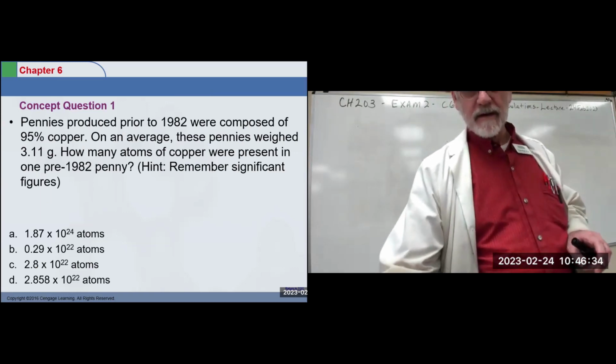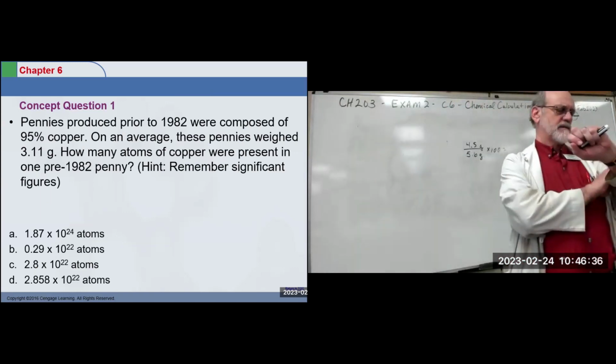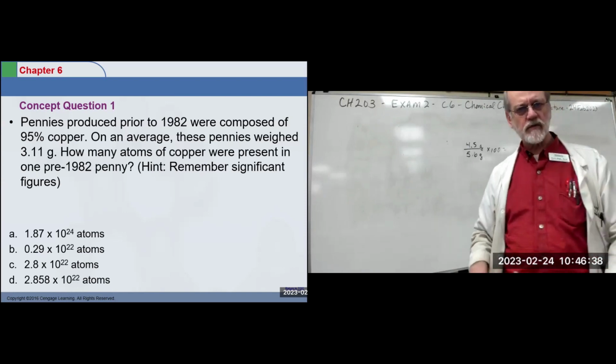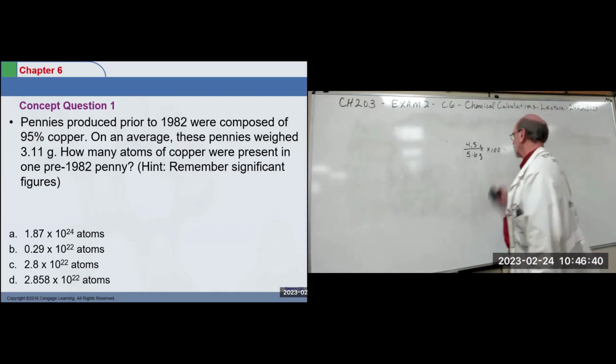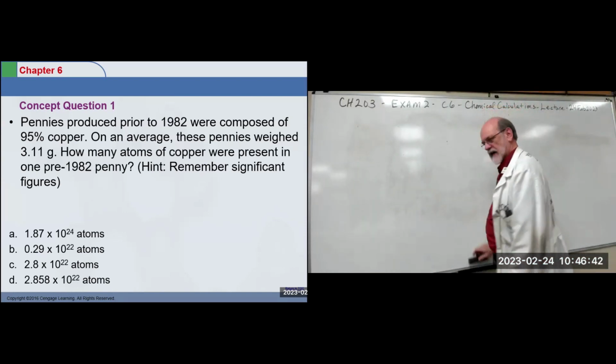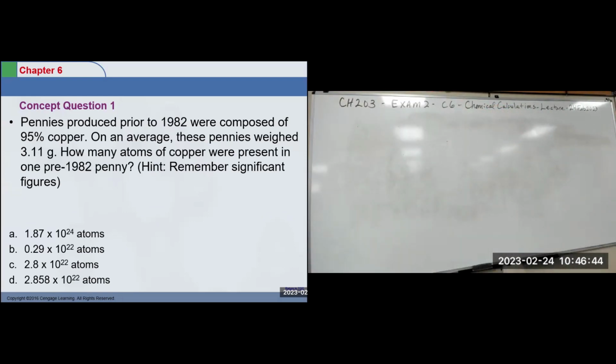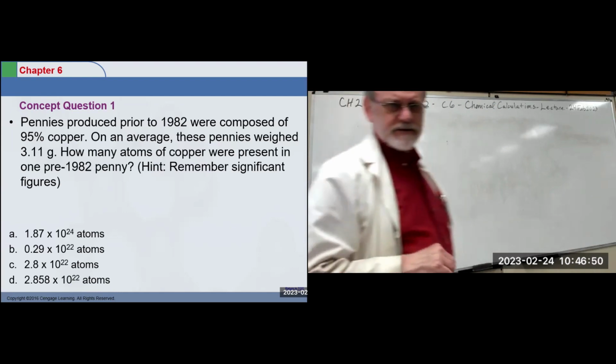All right. Let's see. Yeah, we got a few minutes. We can do one of these anyway. I think there are two of them. Concept checks. So let's do this one.